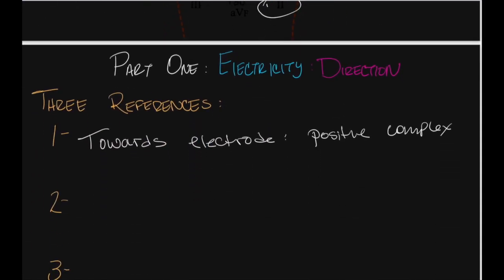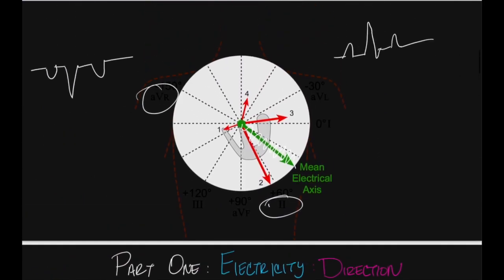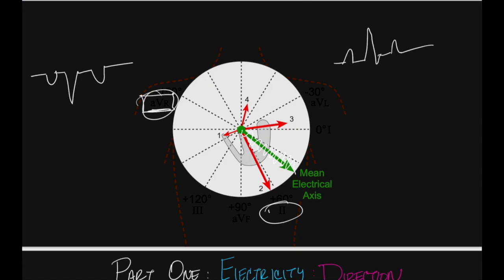And when the electricity is moving away from the electrode, we get a negative QRS complex. And we know that to be true because in our previous video, we talked about how AVR is a predominantly negative everything. The P wave, starting up here, moves away from AVR. And the ventricular activity, starting in the AV node, moves away from AVR. So negative P wave, negative QRS complex.